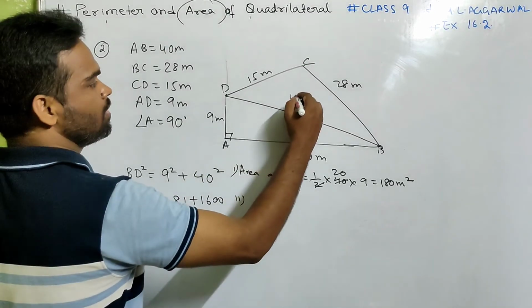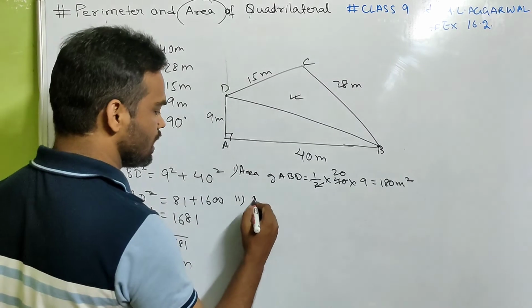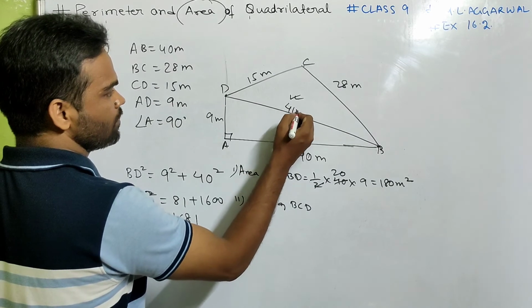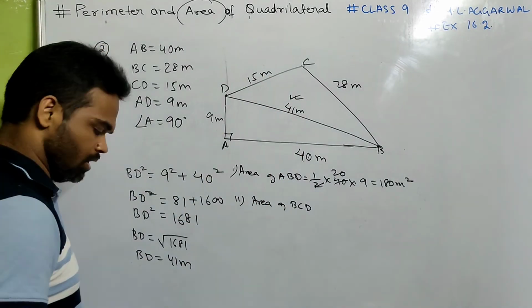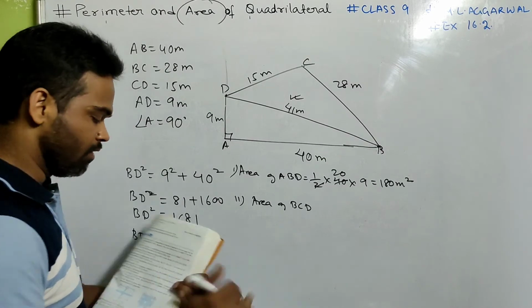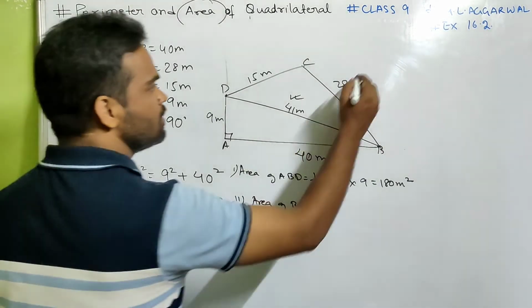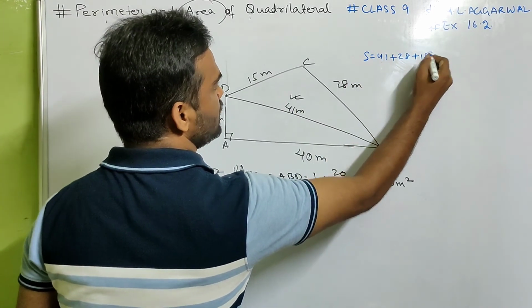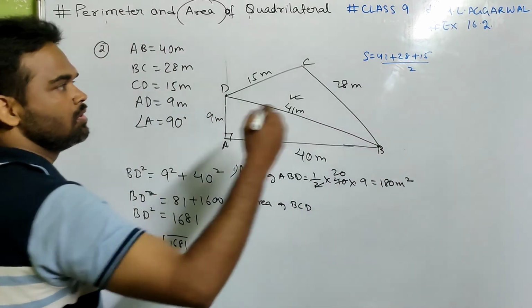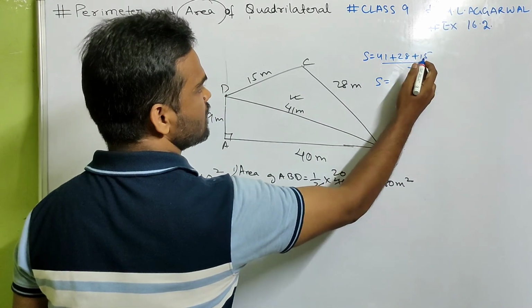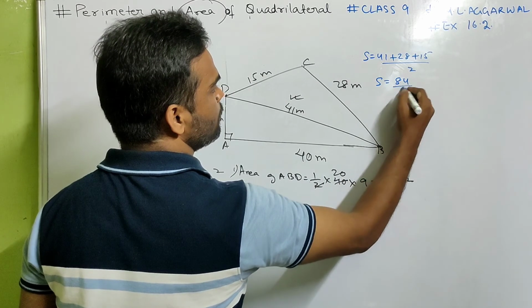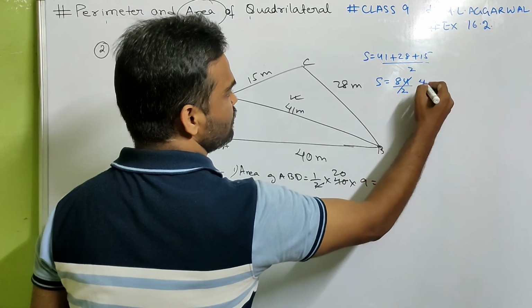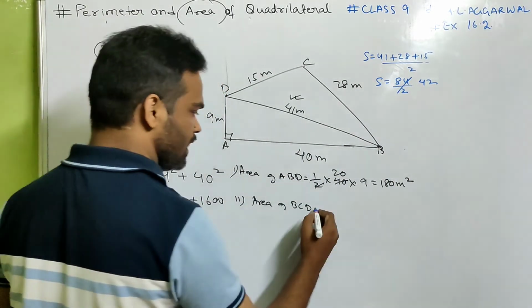Now we need to find the area of BCD. Now look carefully, this is 41. This is a scalene triangle. We know how to find the area of a scalene triangle. We have already done it. First of all, semi-perimeter, which is S equals A plus B plus C by 2. Sum of all the sides by 2, which is how much? 40, 50, 60, 70, 83, 84 by 2. Just check it out. Yeah, that's 42. So what will be the area?